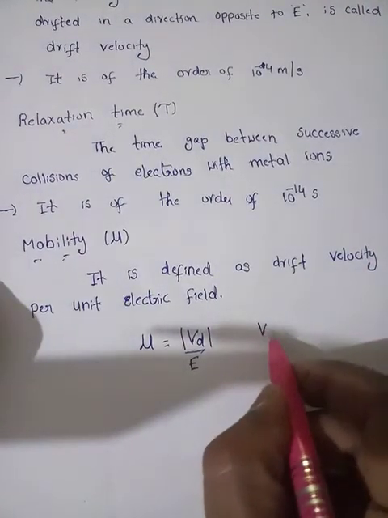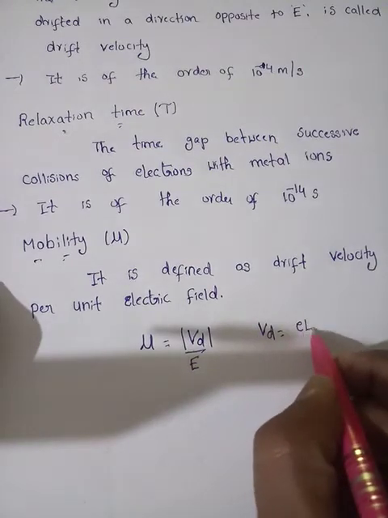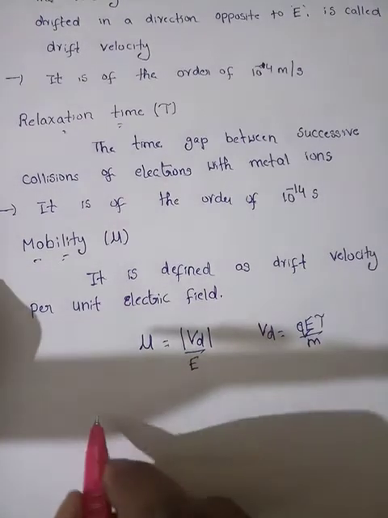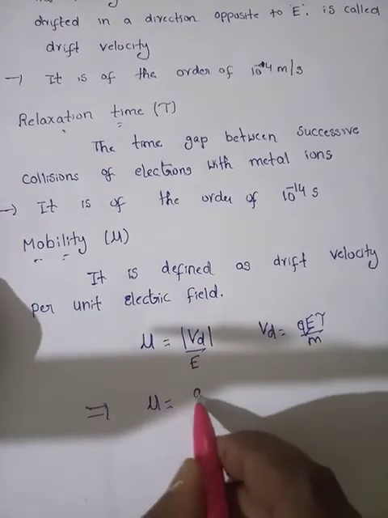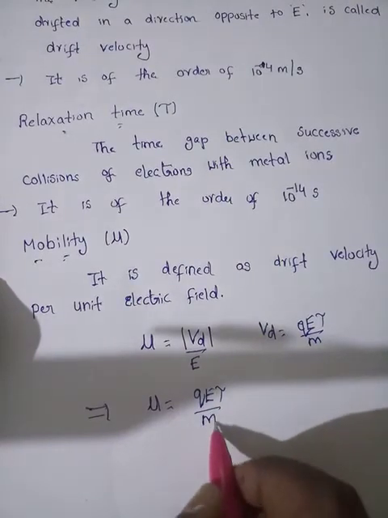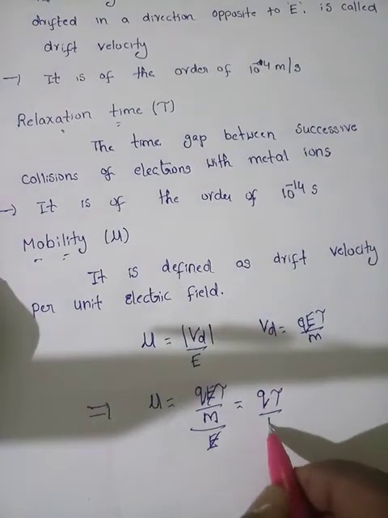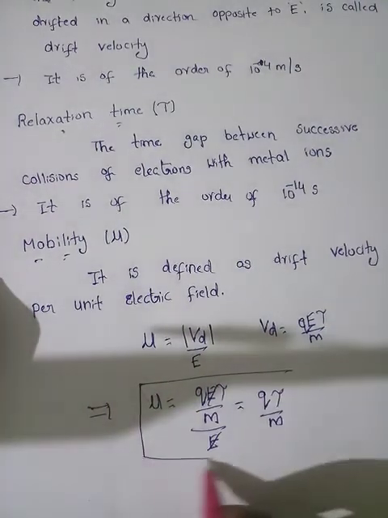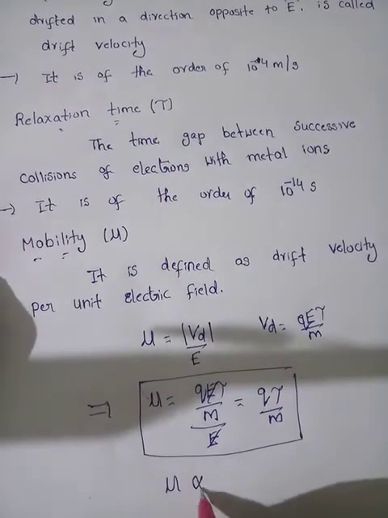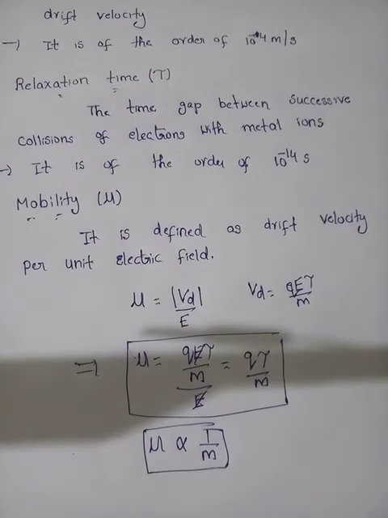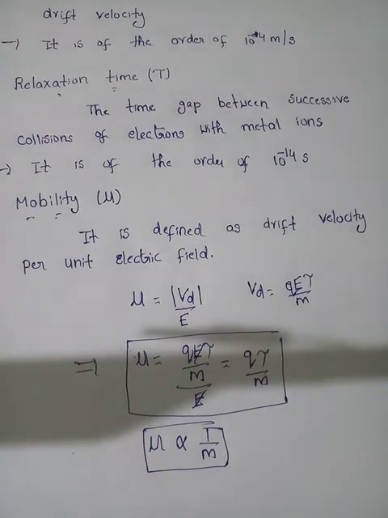What is drift velocity? If you take the magnitude, it is E tau by m, or for any charge q, q E tau by m. Substitute the same thing here, mu is equal to q E tau by m by E. E cancels. What do you get? Q tau by m. Have you observed that mobility is inversely proportional to mass? So we have mainly two types of charge carriers, positive charge carriers and negative charge carriers. Protons are heavier than electrons, so the mobility is more for electrons and less for protons.